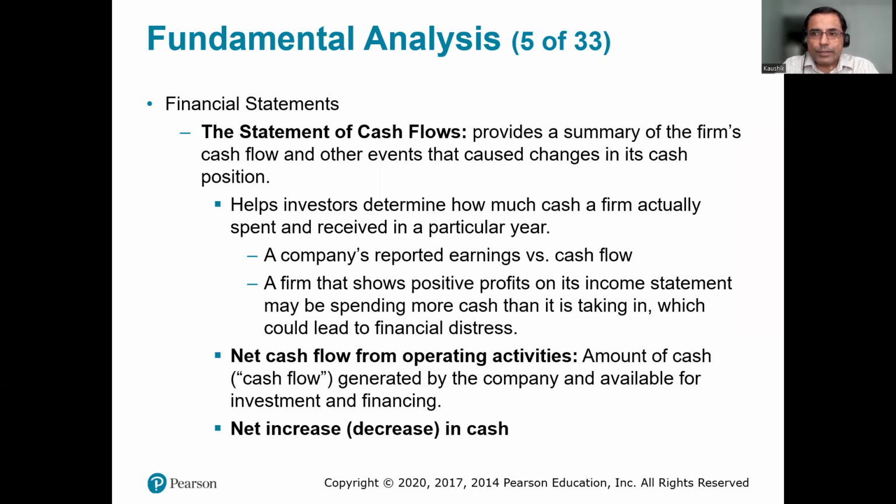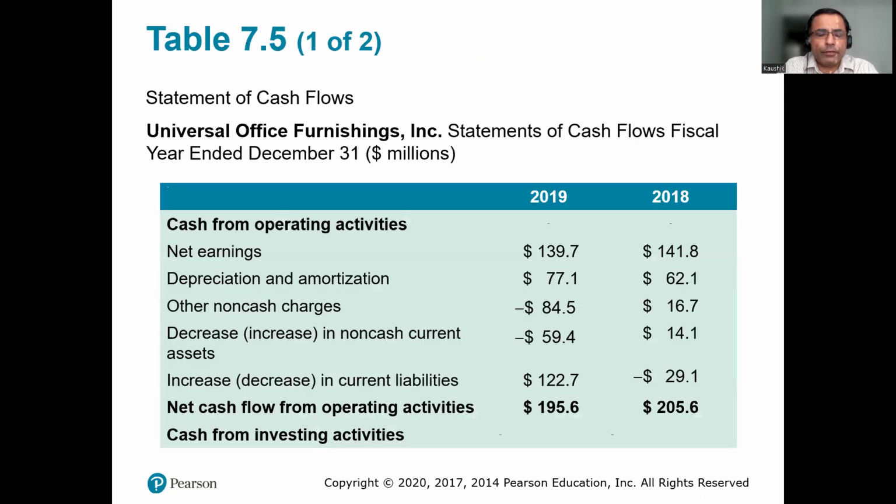The next financial statement is the statement of cash flows. So this gives us a summary of the company's cash position. So what is cash outflow from the company? What is cash inflow into the company? So that helps us to understand how good is the company's financial position in reality, in terms of cash generated or cash spent. So one category is cash flow from operating activities.